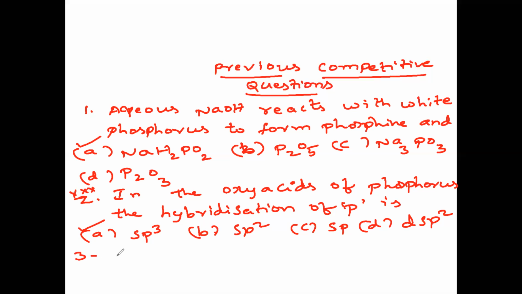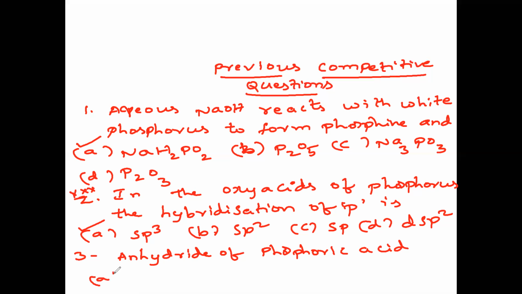The anhydride of phosphoric acid is: means from phosphoric acid, if you remove water you get the anhydride. If you remove water from phosphoric acid, H3PO4, you'll get its anhydride.